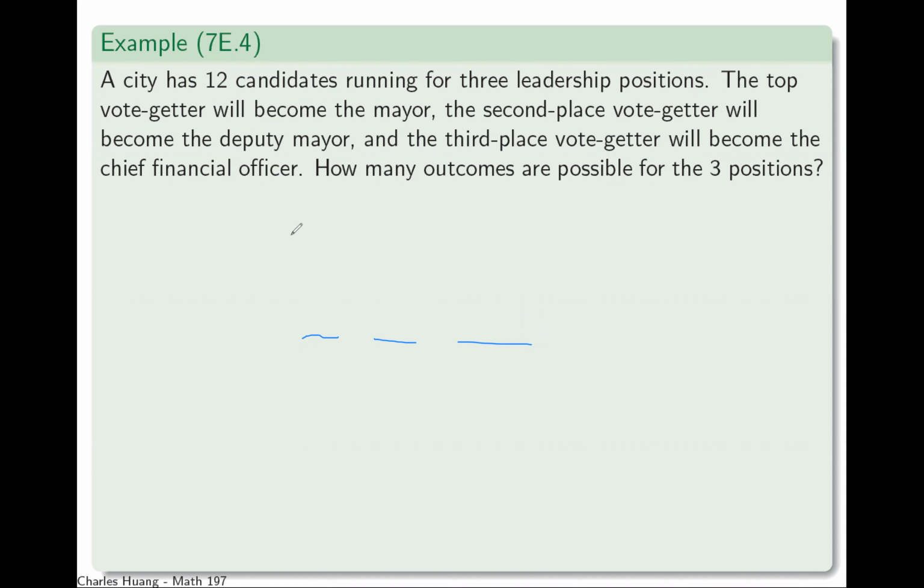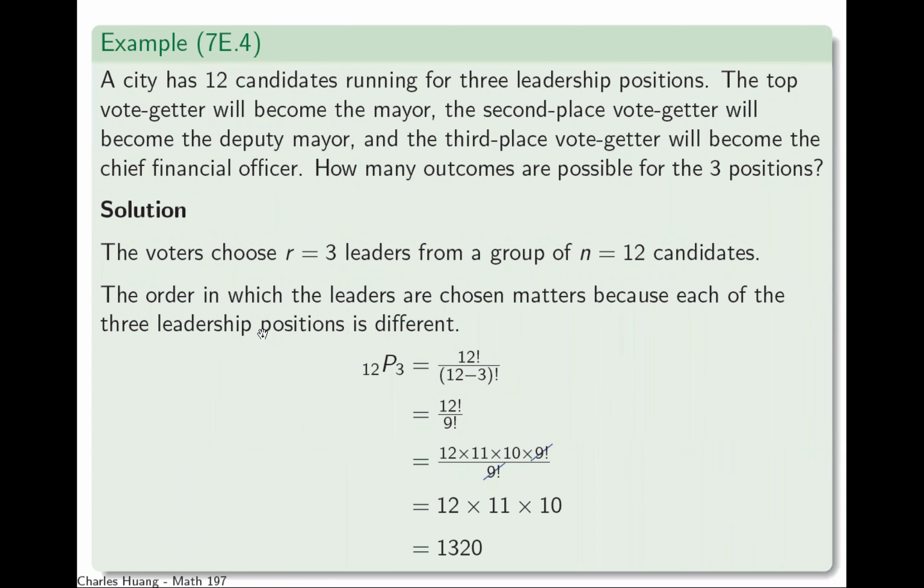For us to find the total number of outcomes, for the first position, the mayor, we have 12 people to choose from. The second position, we have 11, and then we have 10, and we multiply these numbers together. In the end, we should have 1320. So there's nothing wrong with writing the 12 times 11 times 10 directly if you know how to get there. But you can also remember the formula 12P3. In this case, order matters. We have 12 people to choose from, 3 different positions.